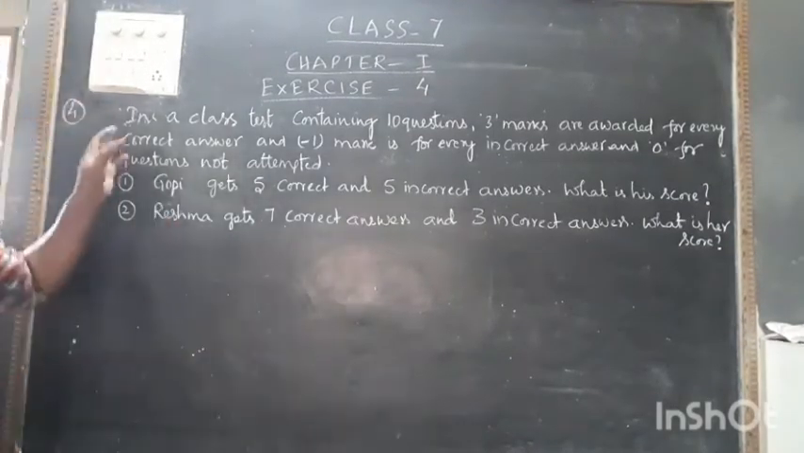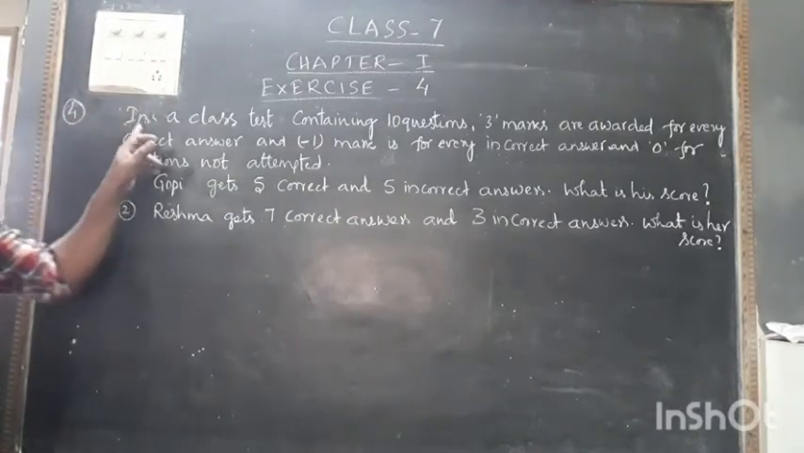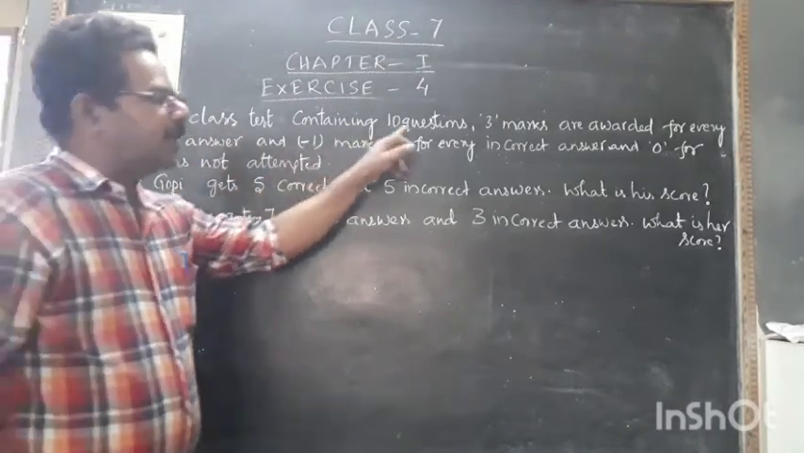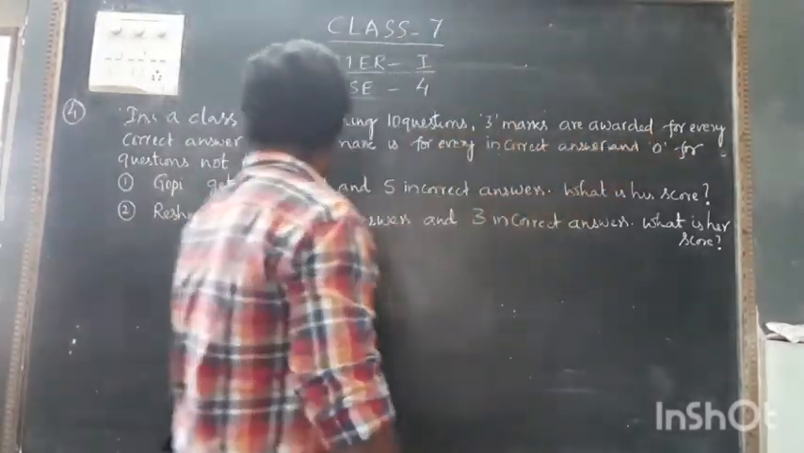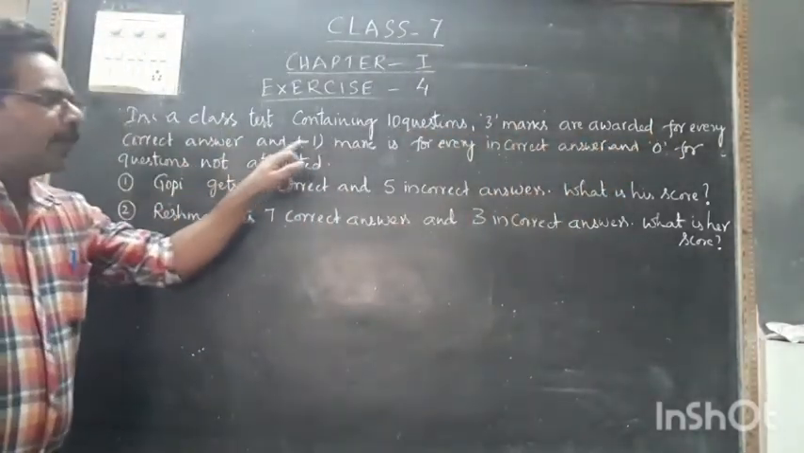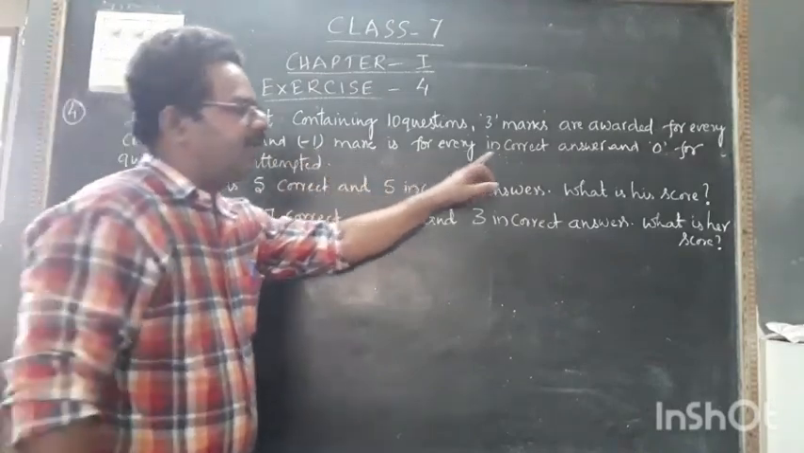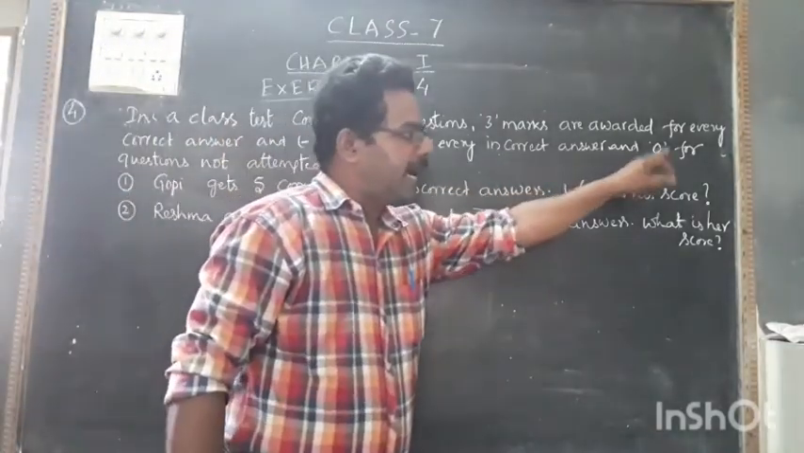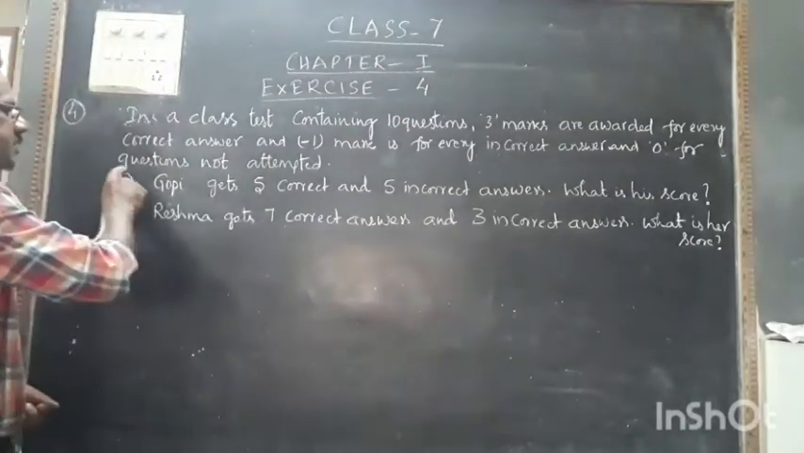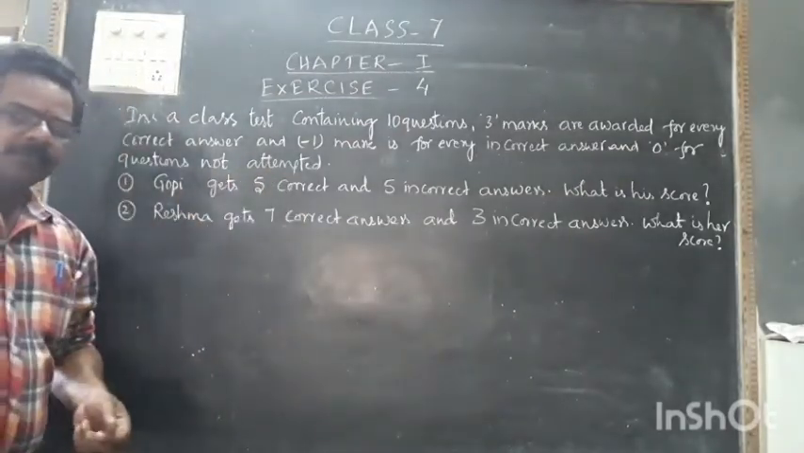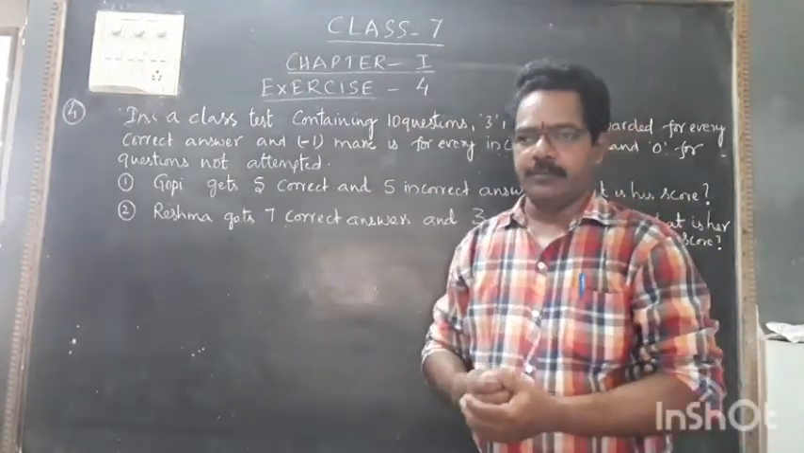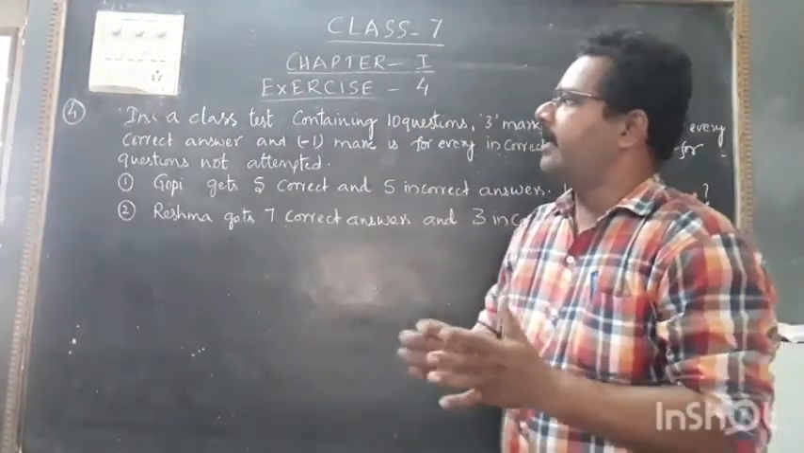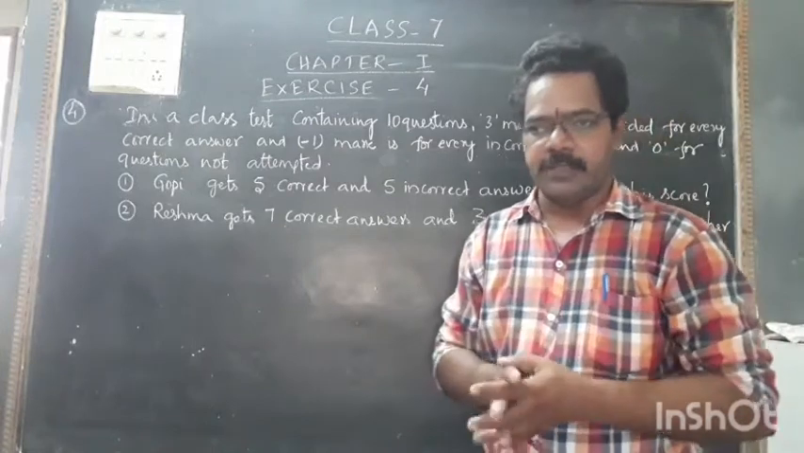Yes, coming to the next question, that is the fourth question. In a class test containing 10 questions, 3 marks are awarded for every correct answer and minus 1 mark for every incorrect answer and 0 for questions not attempted. Okay, suppose I conducted a class test for you. In that, in total I have given you 10 questions.